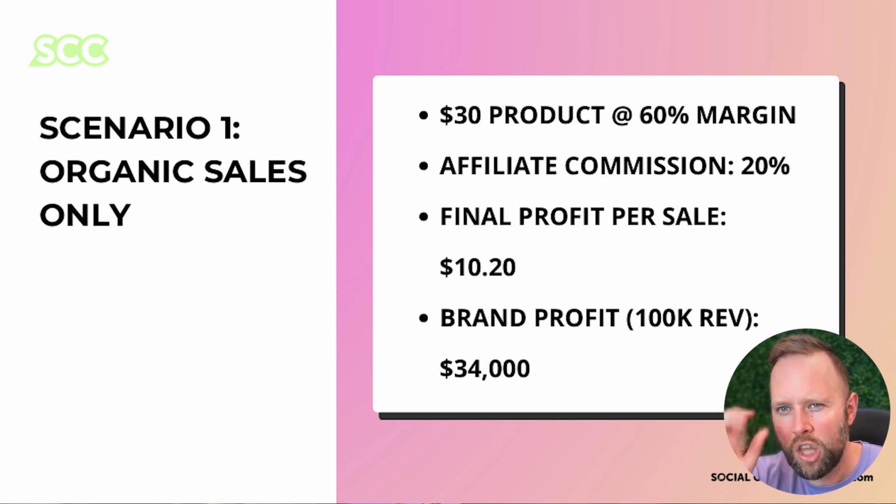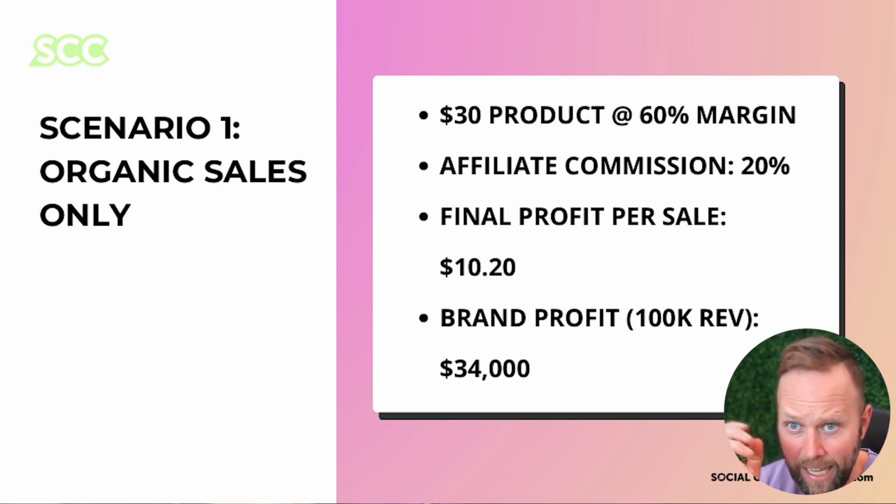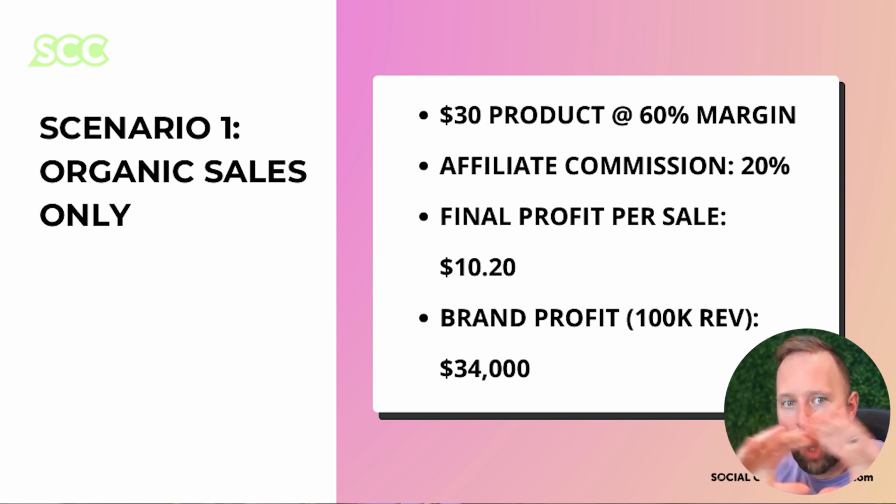So if you have a $30 product with a 60% margin, which is not crazy. Most of you probably have 60% margins, if not more, unless you're drop shipping, and most drop shippers don't listen to me. I'm more of a brand guy. Now, if you have a 60% margin with all of the commission structures set up, you are still going to be making $10.20 per sale. So if you do 100K in revenue, you're still going to be making $34,000 in profit.